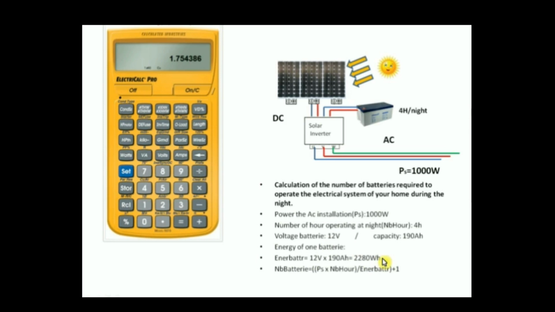So we're going to add 1 to this value, as we said, to increase the value of the number of batteries. So plus 1 equals 2.75. So the value that we have to take is 2. So here we're going to use 2 batteries, and each battery has 12 volts and 190 ampere hours in capacity.